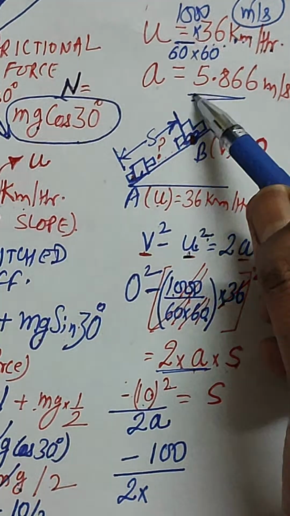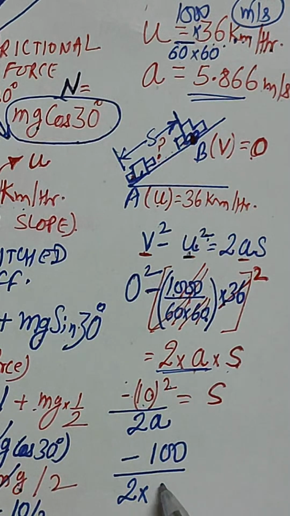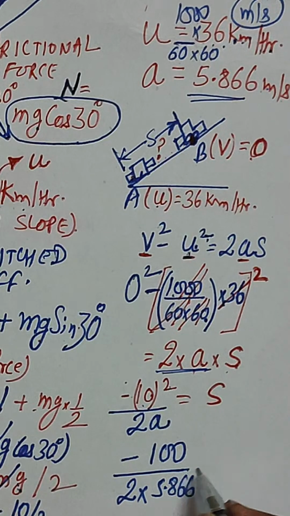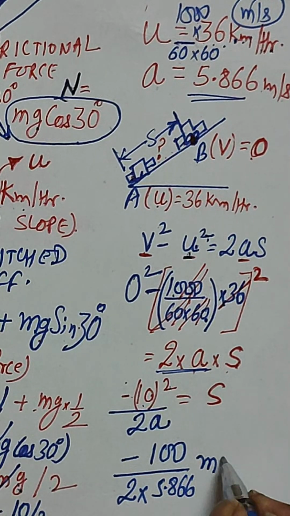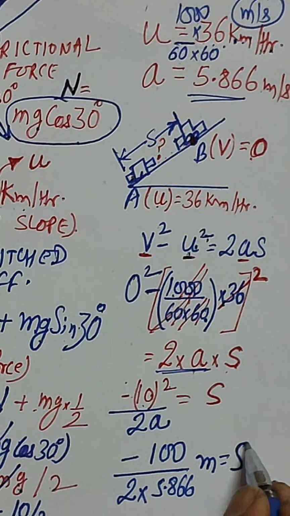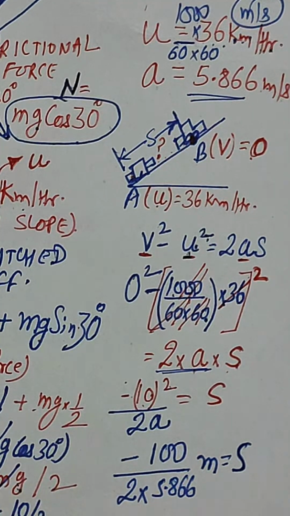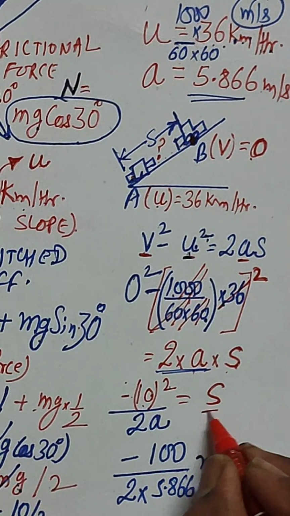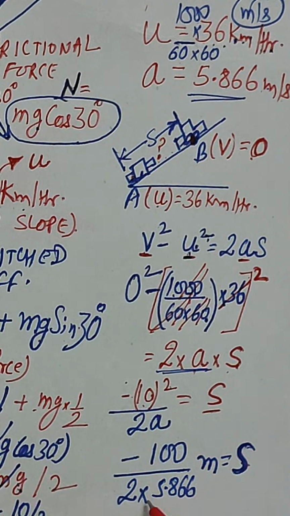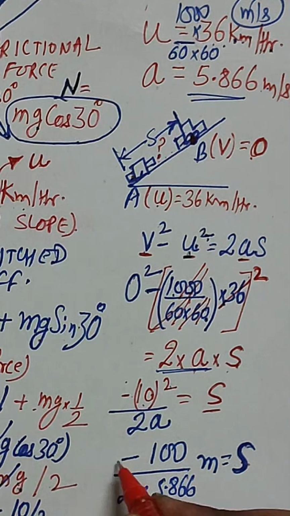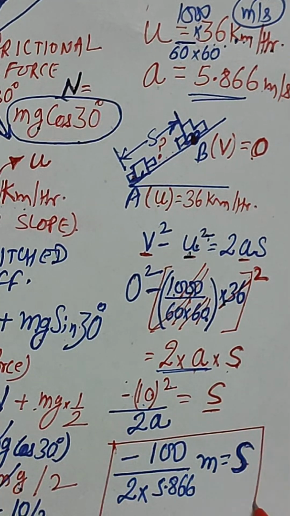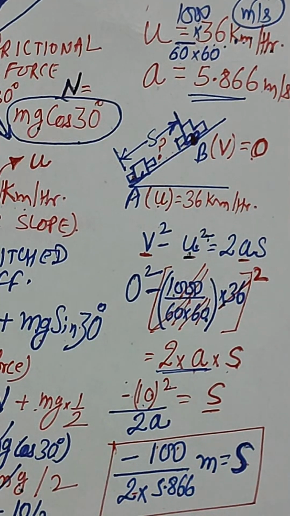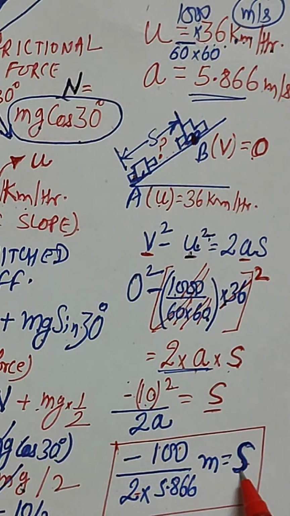What is the value of a? It is 5.866 meter per second square. So this will give you the distance in meter, and this is the value of s, right? This is the same s, right? So when you calculate it, you get the actual value. This is simple calculation, right? So you get the value of s.